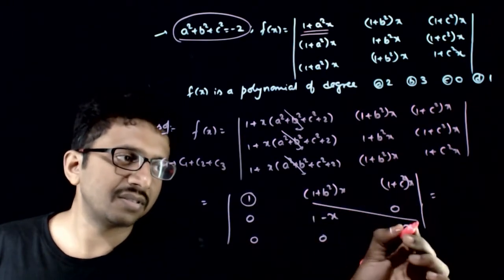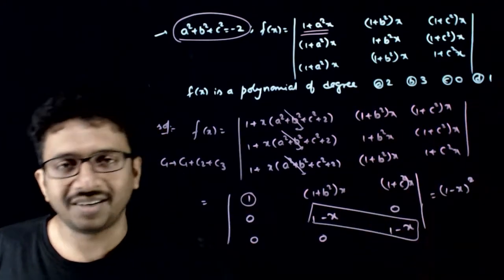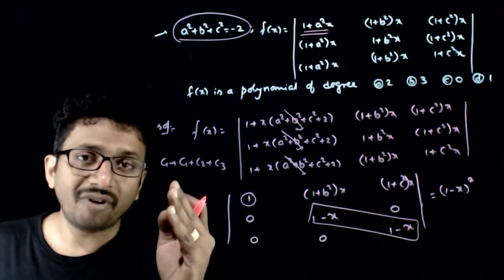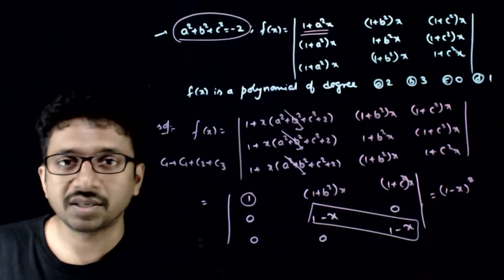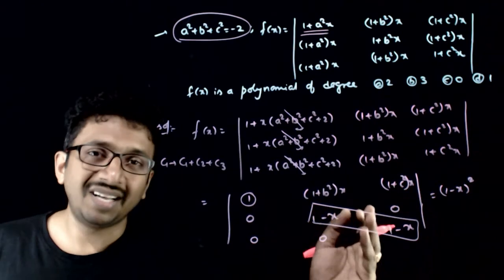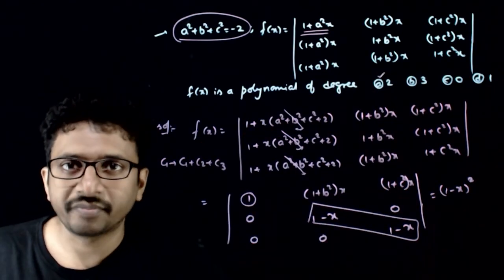1 times this is 1 minus x whole square is the determinant. So f of x effectively simplifies to 1 minus x whole square. So what is the degree of 1 minus x whole square? Option A is the right answer, degree 2. Thank you.